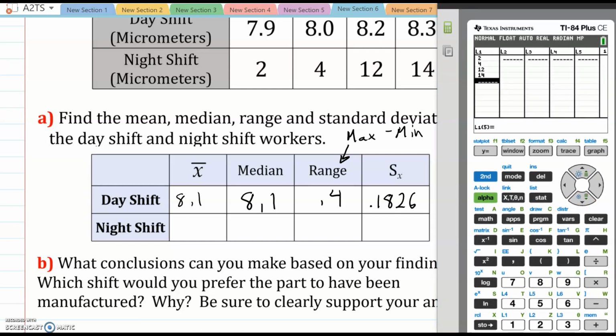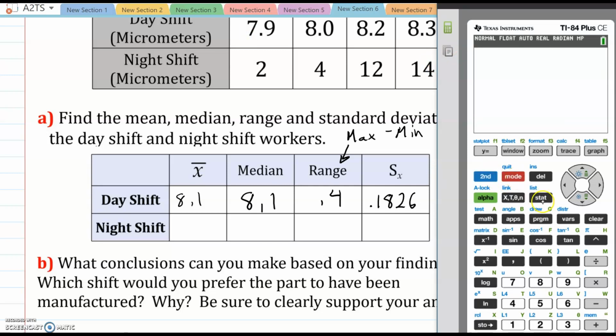Once again, I've entered 2, 4, 12, and 14 here. I'm going to quit, go into Stat, Calc, 1-Var Stats again, and here we go. It says that this time for the night shift, my average is 8. My s sub x in this case is 5.888.